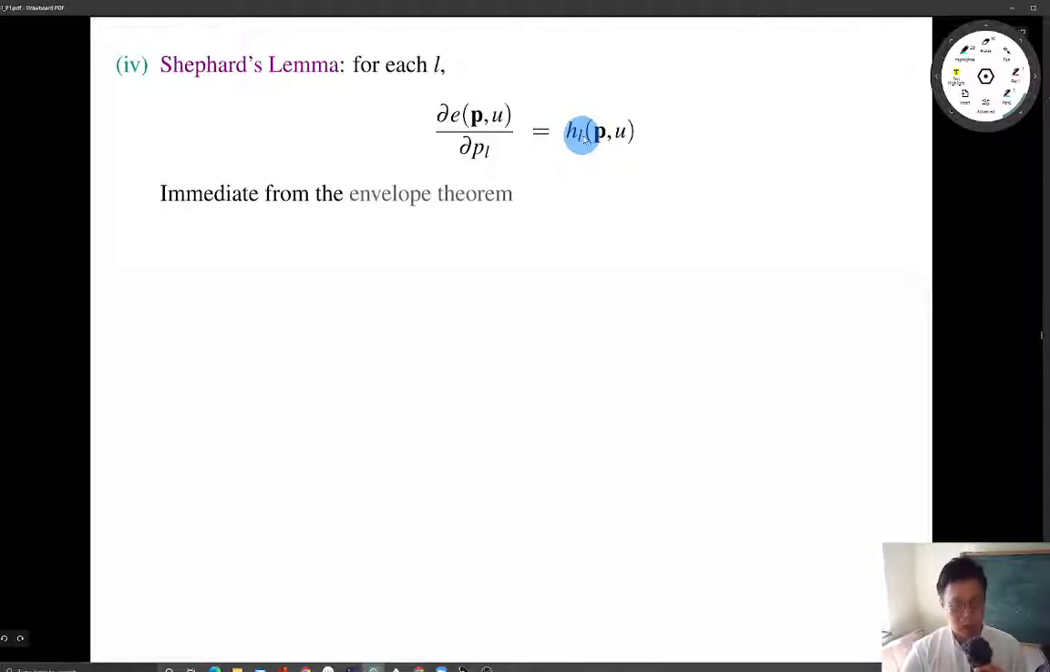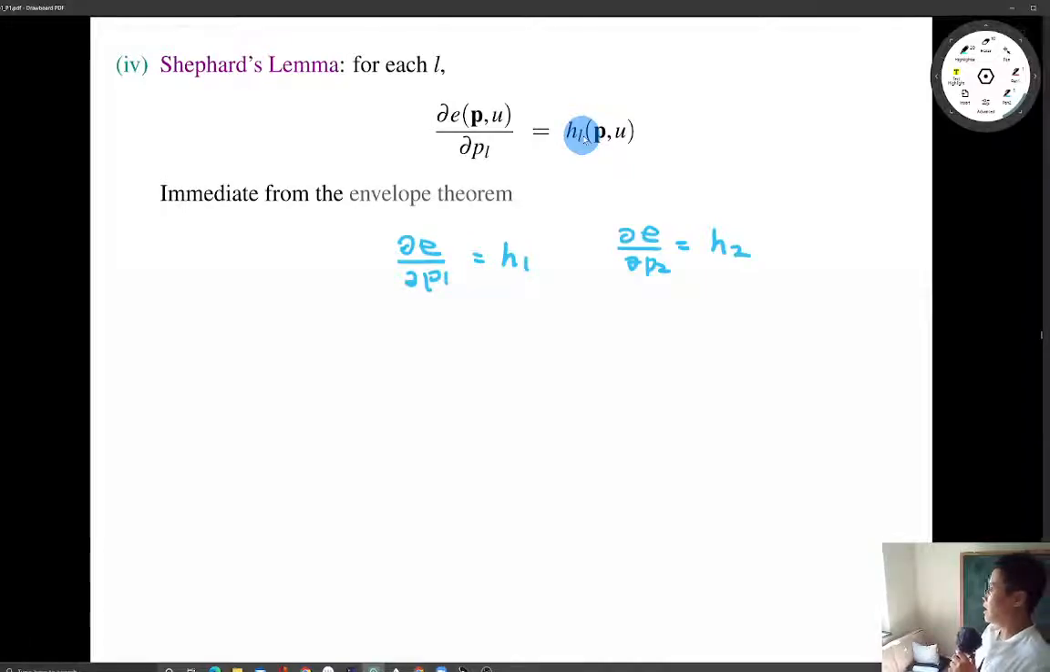Okay. So in the case of two goods, the derivative of the expenditure function with respect to P1 gives us the Hicksian demand for good 1. With respect to P2, it gives us the Hicksian demand for good 2. So that provides us a convenient way to discover the Hicksian demand from the expenditure function.